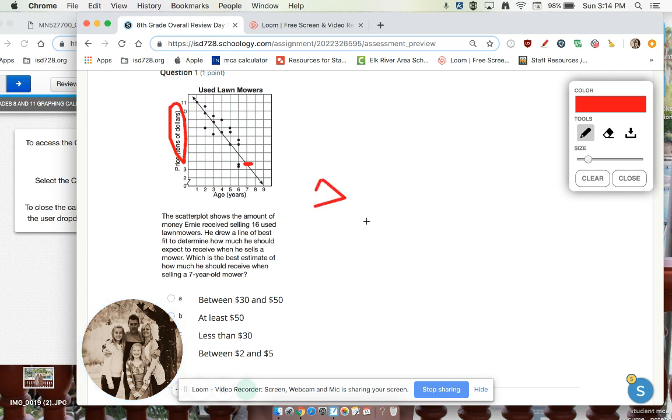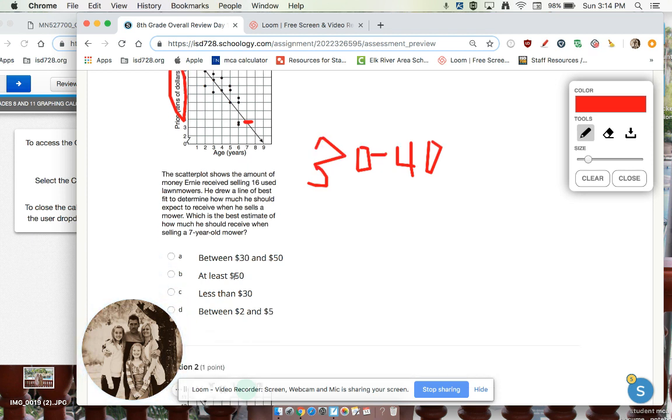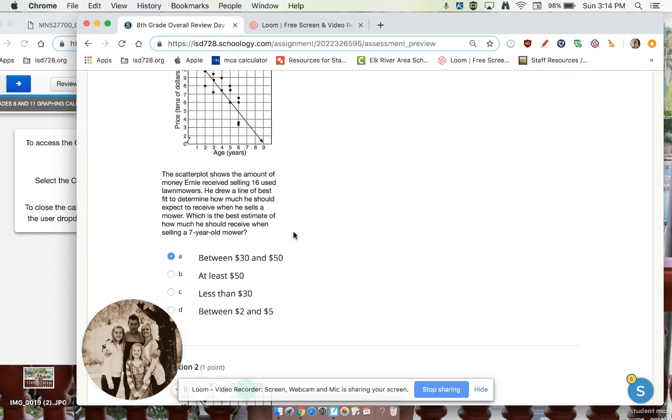Look at that, that is not pretty. So this should be a 3, $30 to $40. And I'm just going to find the best match for it. So between $30 and $40, it looks like the best match would be the one that is between $30 and $50, so the best match on this one would be A.